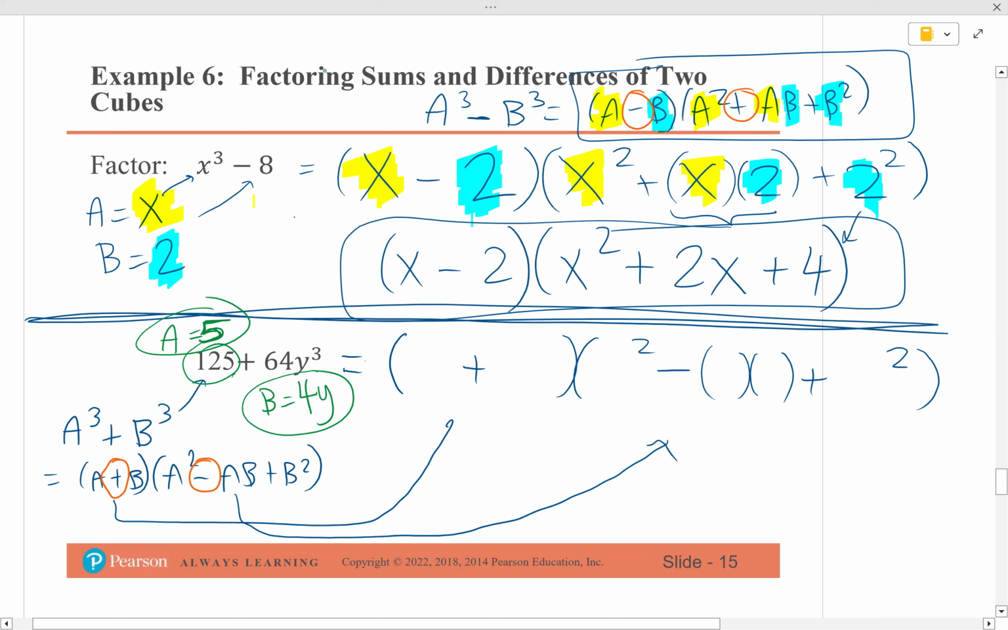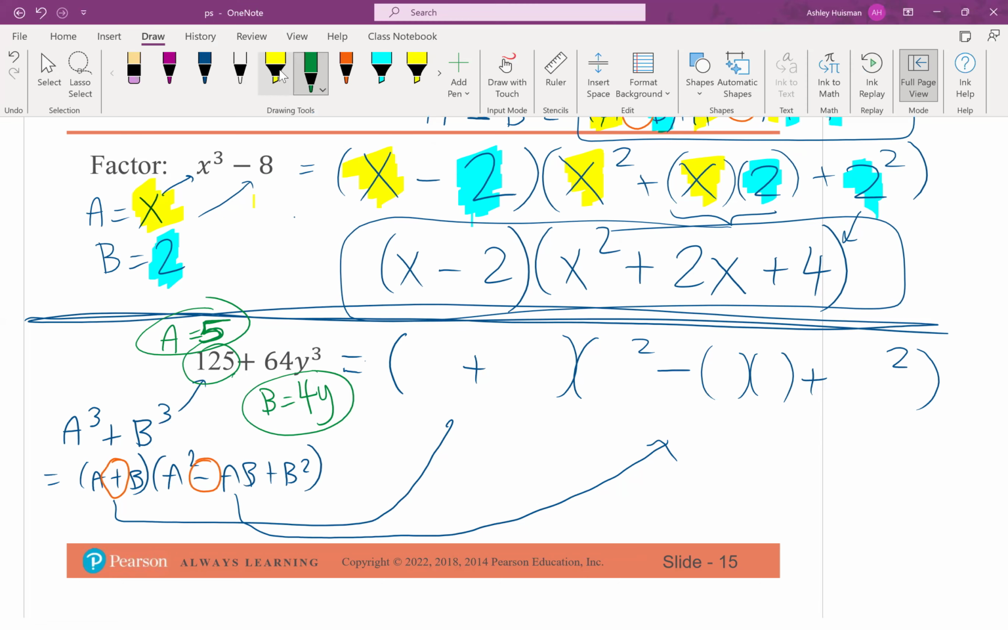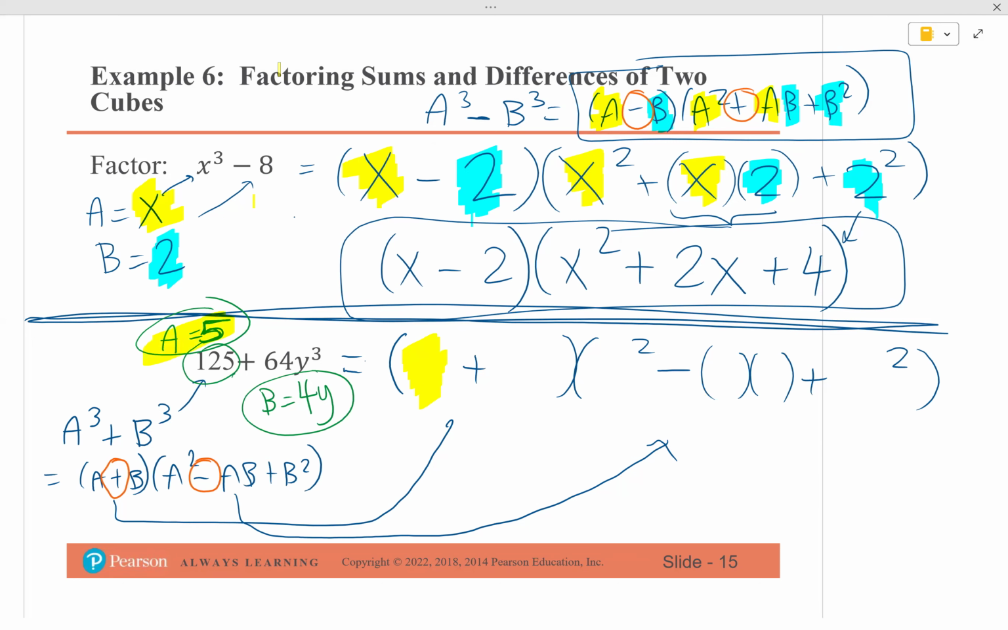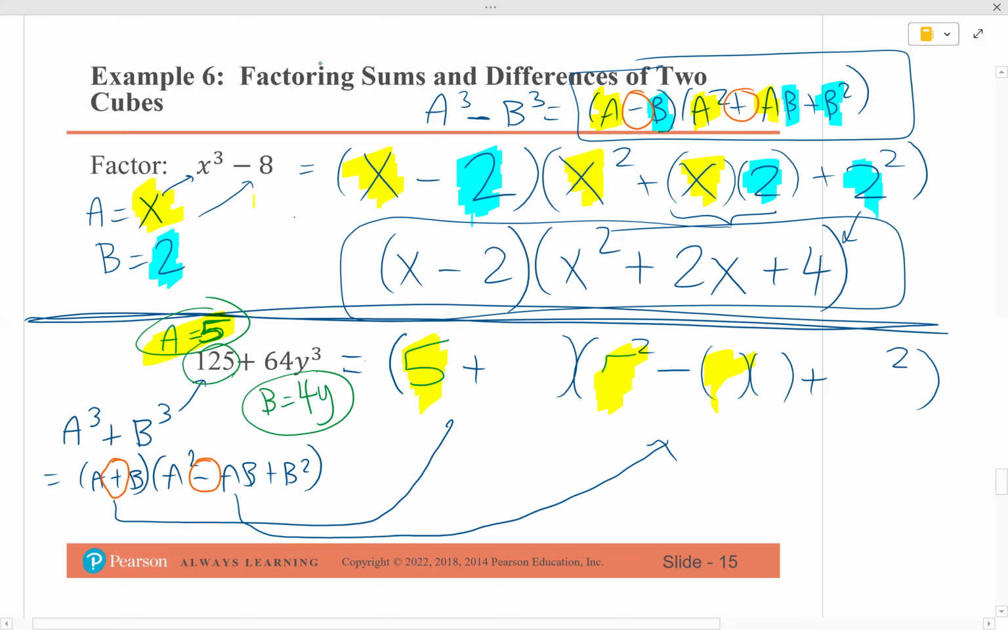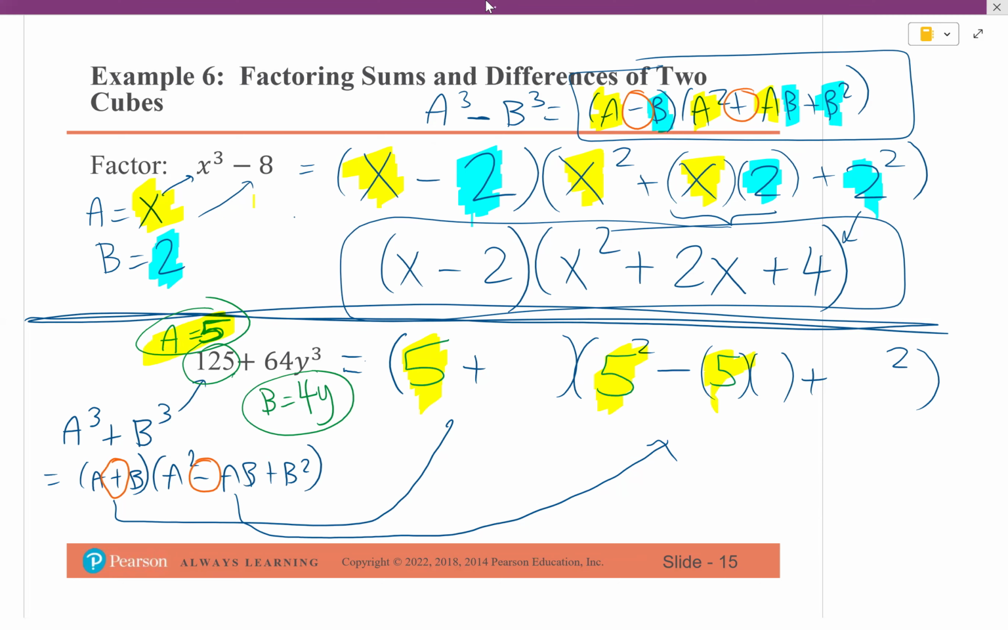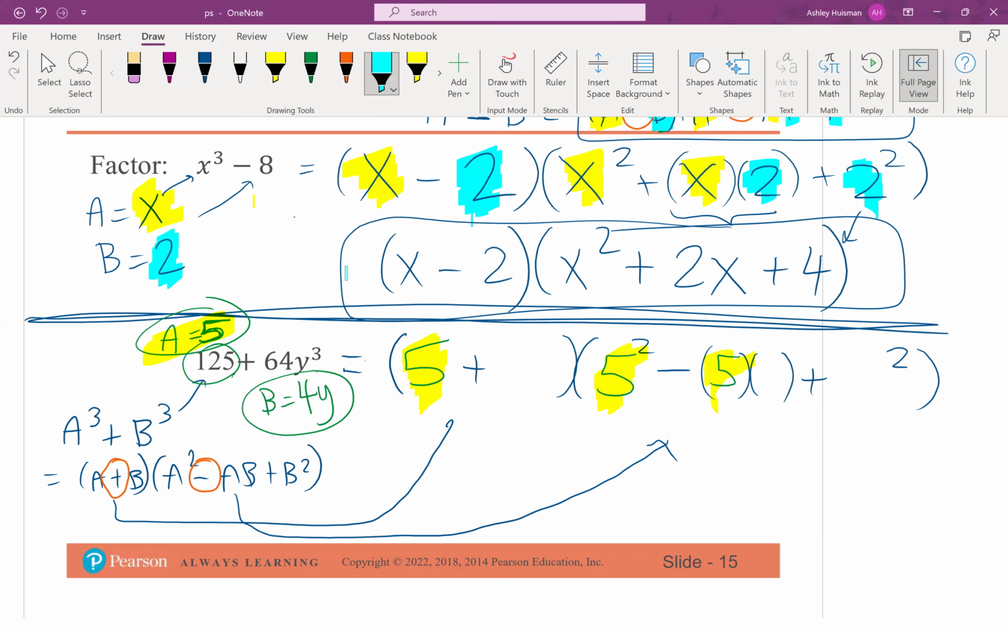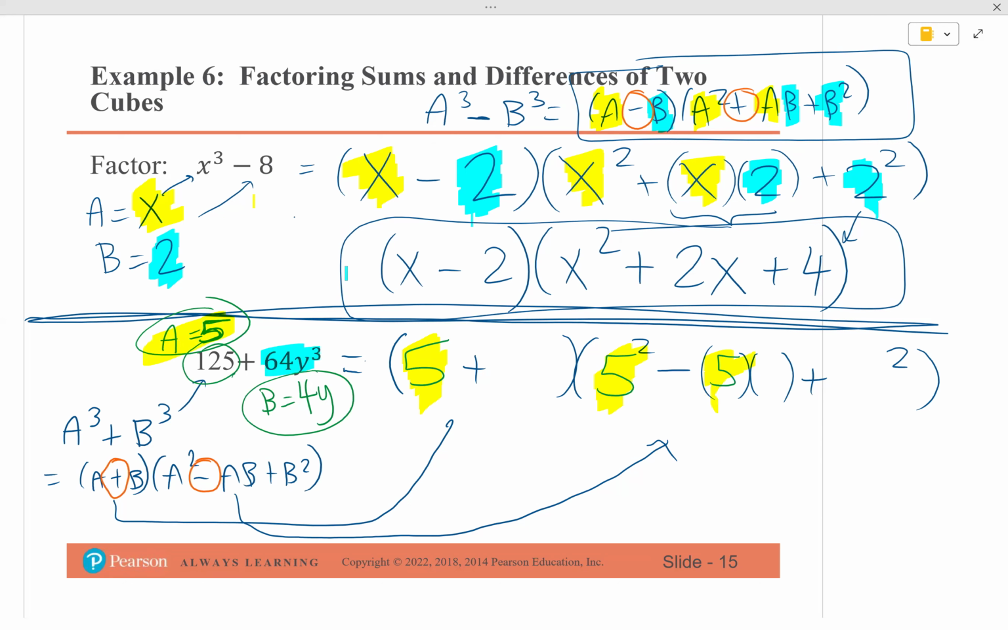Okay, wherever there was an A in the formula, I'm going to put a 5 because in this specific example, A is 5. There was an A there, an A there, and an A there. I'm going to replace them with 5s. 5, you go there, and you go there, and right there. And then wherever there was a B, I'm going to put 4y, that's right, 4y. There was a B, 4y going there, also there, and also there.